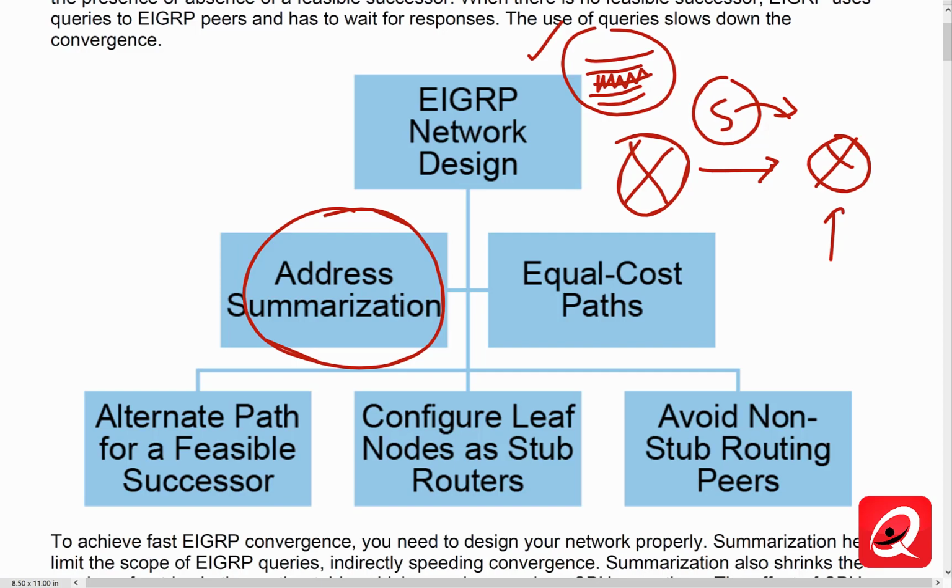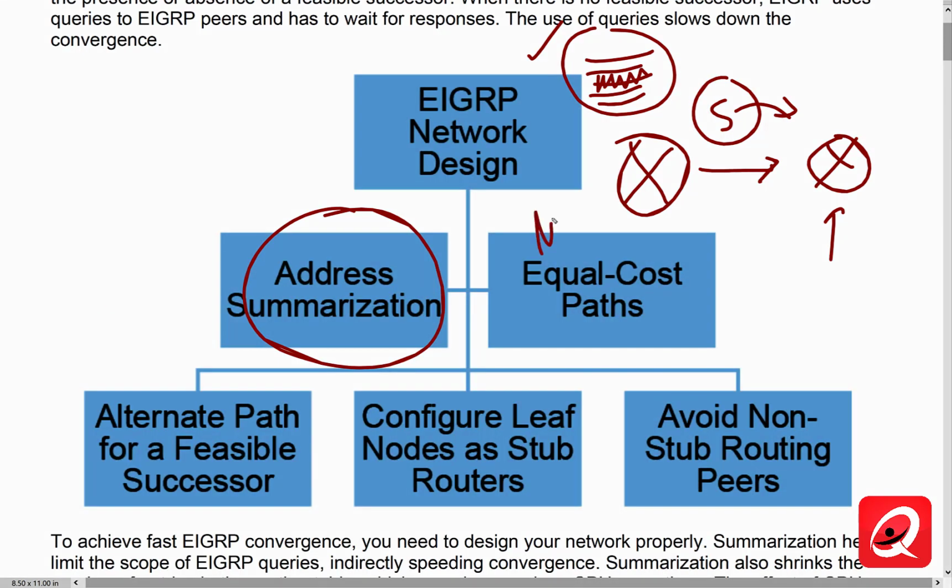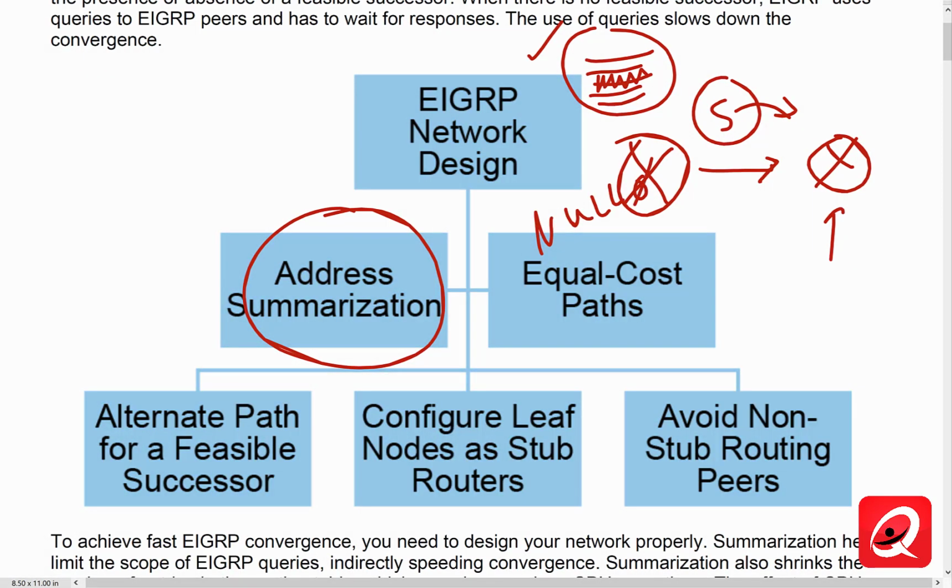So it's still going to be routing packets to that destination. And then ultimately the null zero route on this router will end up dropping those packets because the more specific route no longer exists in the local routing table.